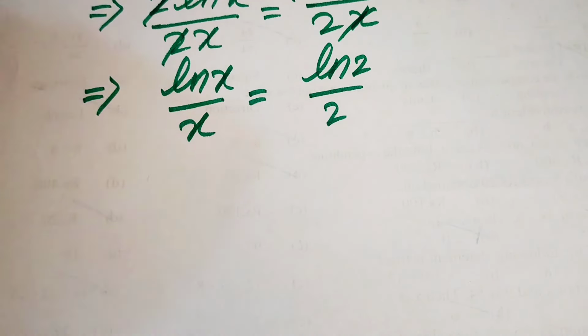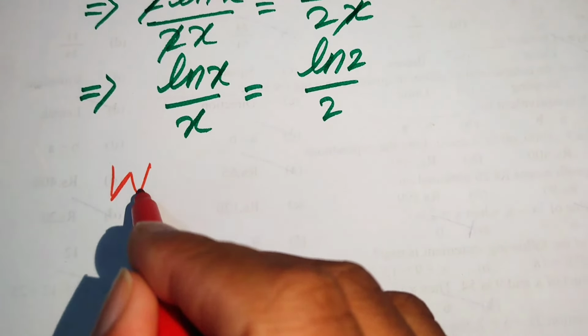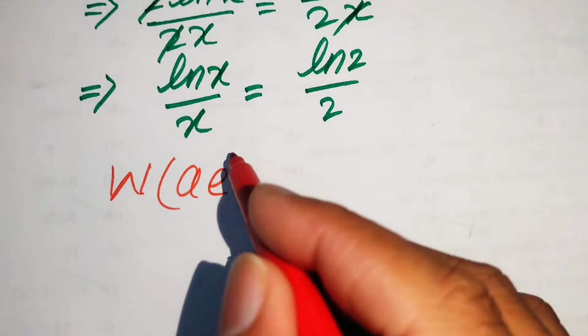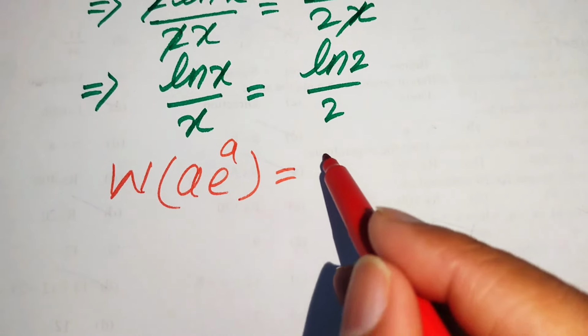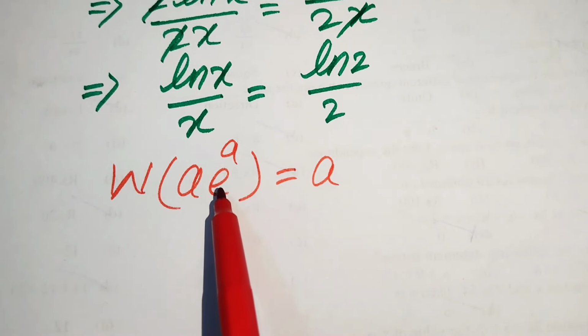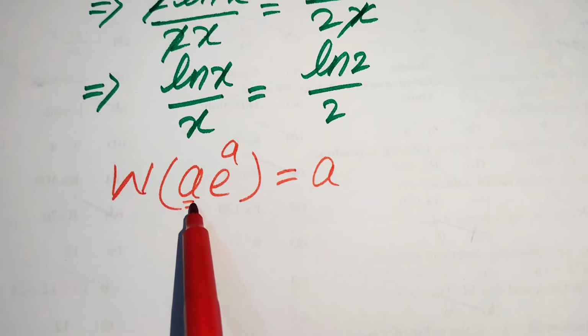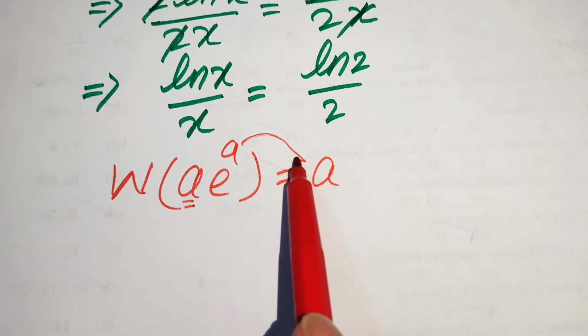So now I can introduce the Lambert W function. You may already know about the Lambert W function. It is stated as W of a e to the power of a equals a. This Lambert W function simply tells us that if you have an exponential function with base e, and its exponent is multiplied by it, then the output of this type of function is the exponent of e.